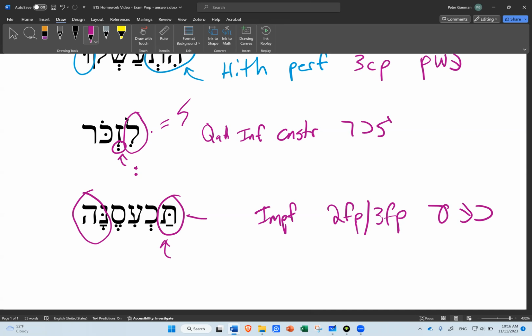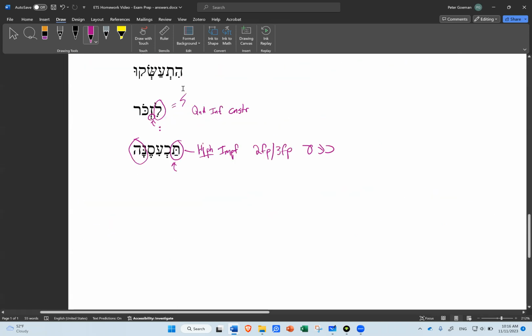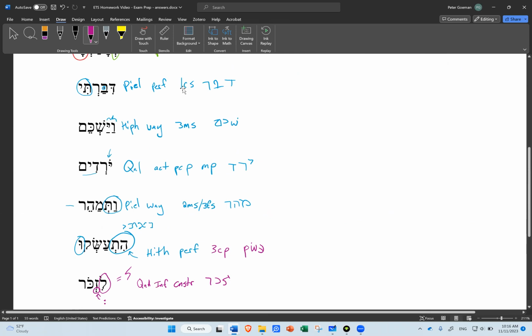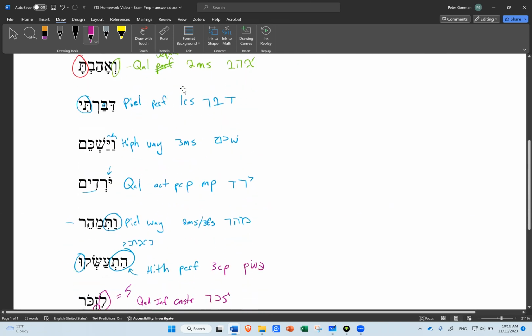So we got to go by the color system. So red, purple, green, green, red. We can ignore the last 2 colors because those are too many. But red, purple, green is going to give us a Hifil. So Hifil imperfect, 2FP, 3FP from kaas.